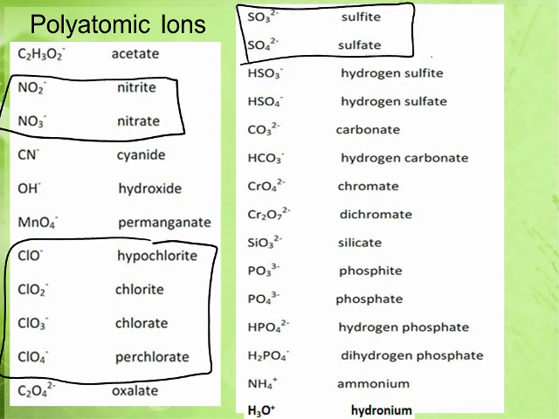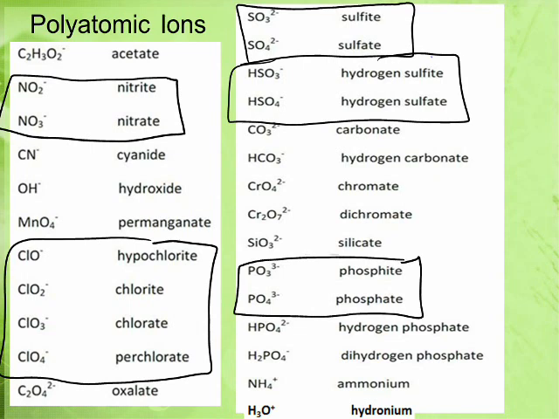Sulfate, sulfite. Hydrogen sulfate, sulfite. Carbonate. They're both carbonates. They're both chromates. There's only one silicate, phosphate, phosphite. And these are both phosphates. So there's really only one, two, three, four, five groups that are doing the ite-ate. Again, the bigger, there's more oxygens. You ate the more oxygen. You're hungry. You want to eat the more oxygen.